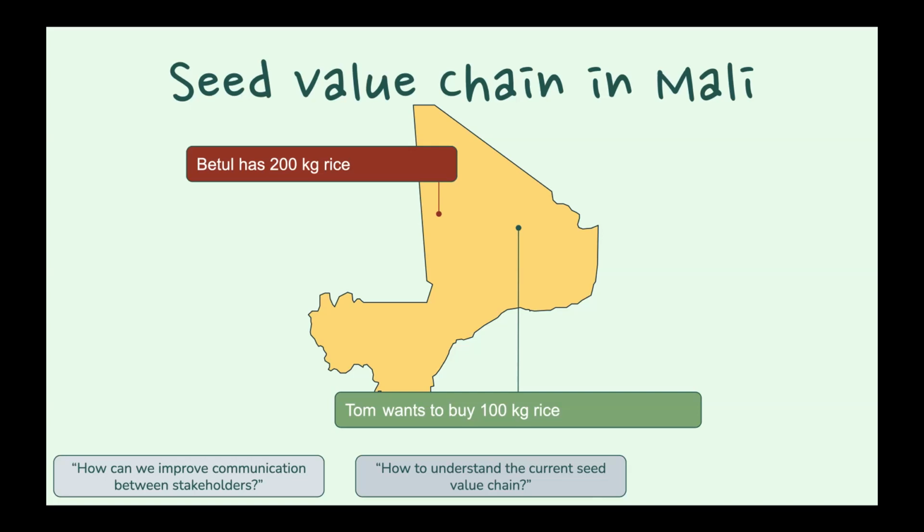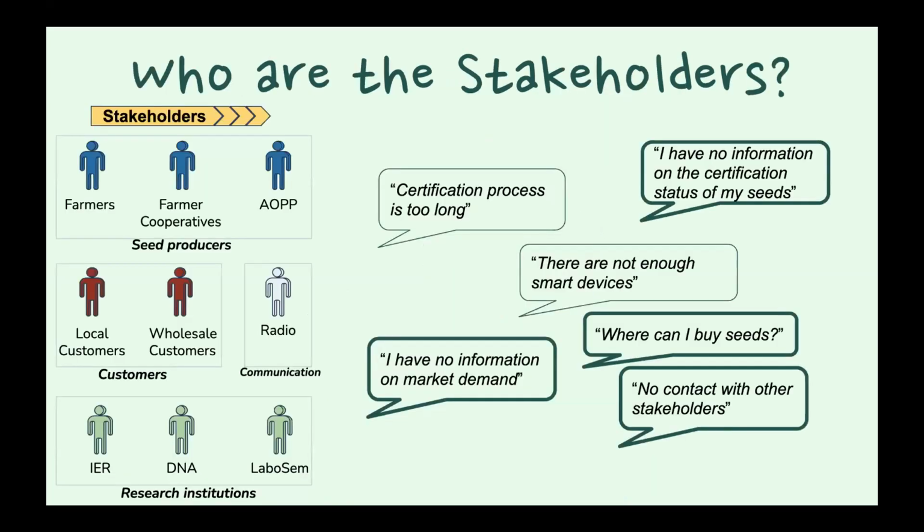So what we actually want to do with the seed value chain in Mali, because this problem is very recurring there, is improve the communication between the different stakeholders. In this case, for example, me as a farmer and Tom as a customer. And we want to understand the seed value chain better, because if we want to implement some sort of communication method between them, we need to understand the setting that we're in. So those two things we want to tackle, the communication between the stakeholders and making the whole process more transparent so we can understand what's going on.